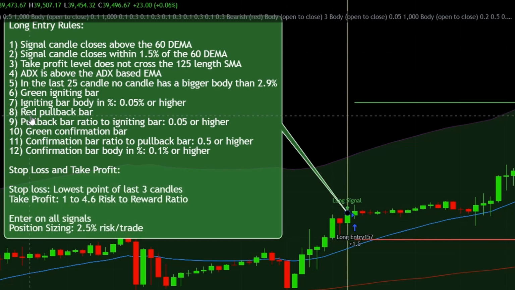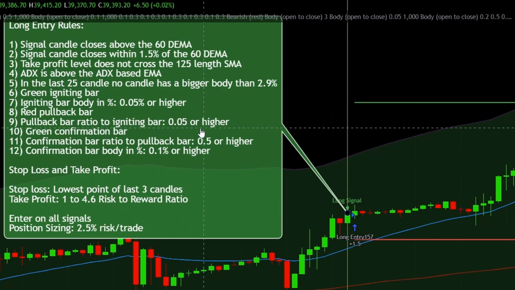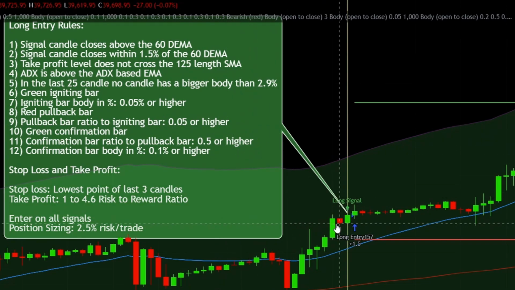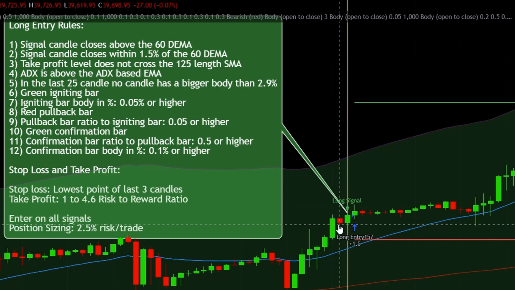The 8th rule is that we need a red pullback bar. As I said earlier, this is the pullback bar and it is red. The 9th rule is that the pullback bar to igniting bar ratio needs to be 0.05 or higher. So now we need to find these two candles. This is the pullback bar and this is the igniting bar. A 0.05 ratio in this case means that the pullback bar's body needs to be at least 5% of the igniting bar's body. Just by looking at these two bars, we can easily observe that the pullback bar is around 20% or more of the igniting bar. So this rule is also met.